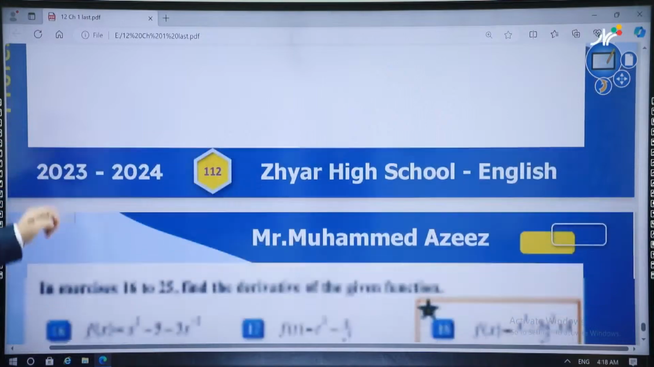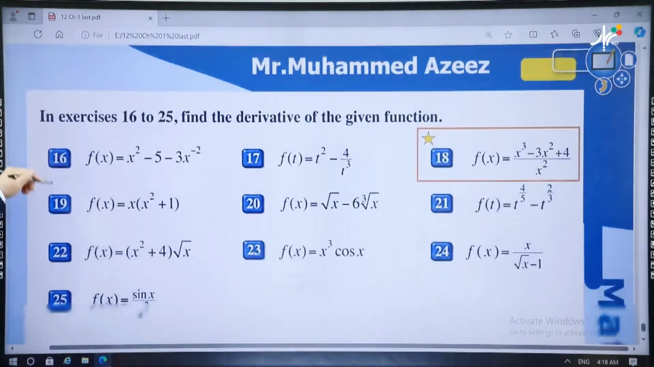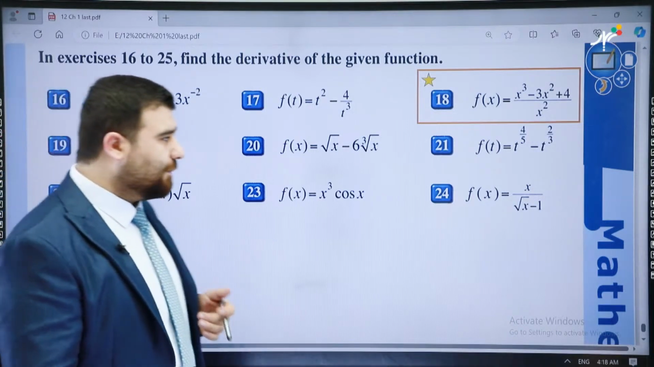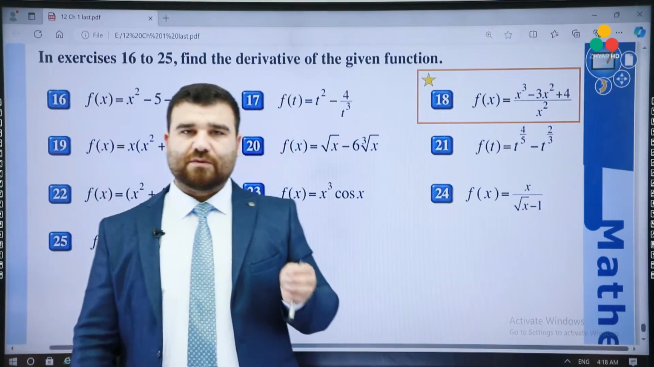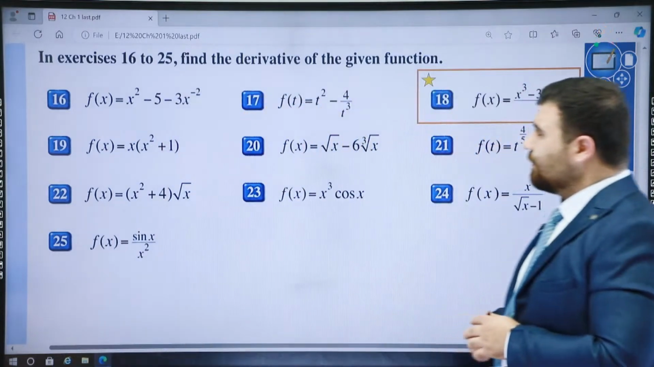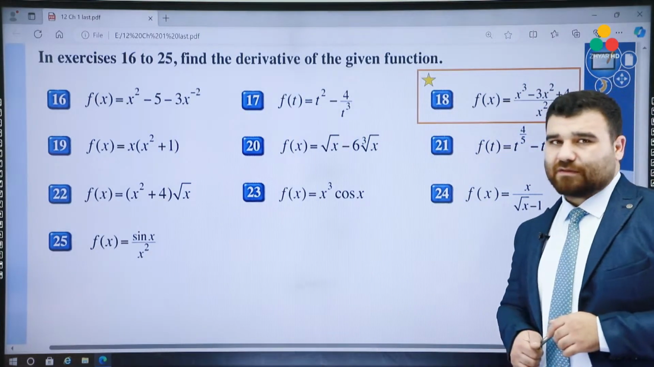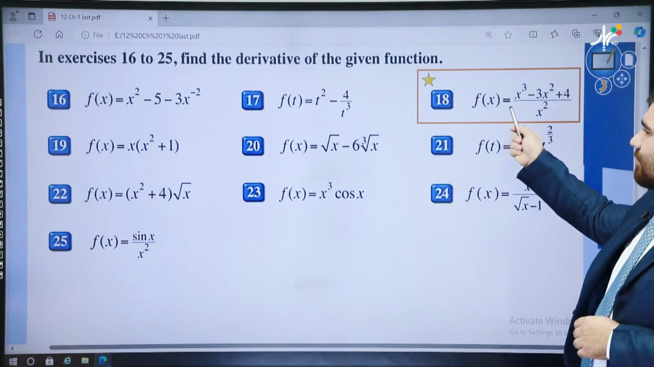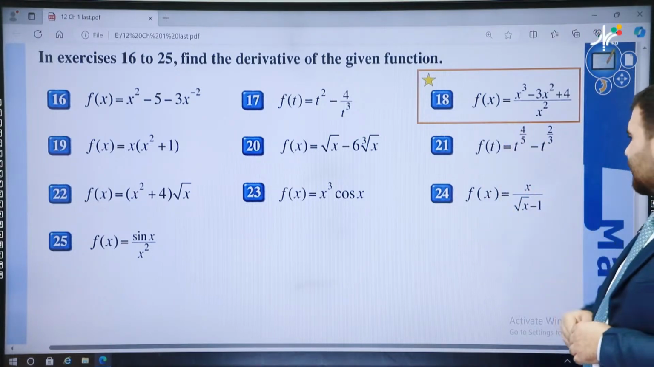Let's do some more exercises. But the rules are rules. You should memorize them. And the ideas are important. It makes the way of using the rules easier and saves time. Here in questions 16 to 25, find the derivative. This question is one of the most important questions in this set.